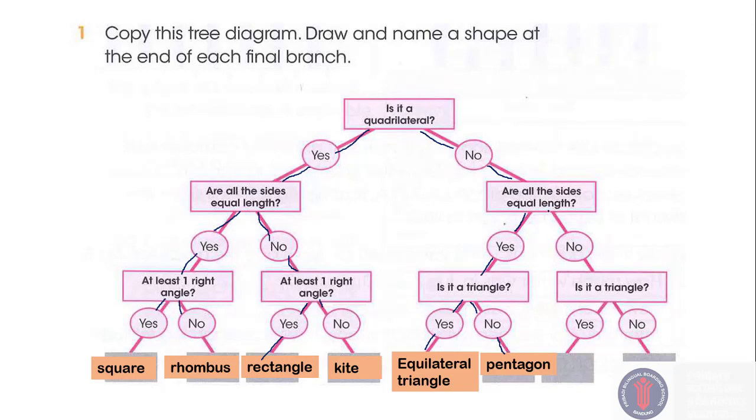Let's see, if the sides are not equal, no. Is it a triangle? There is a special name for a triangle that doesn't have all the sides equal. There are 2 options. You can fill in isosceles triangle or scalene triangle. Isosceles only has 2 sides that are equal, whereas scalene has all the sides not the same.